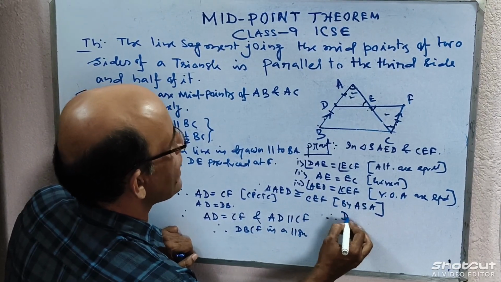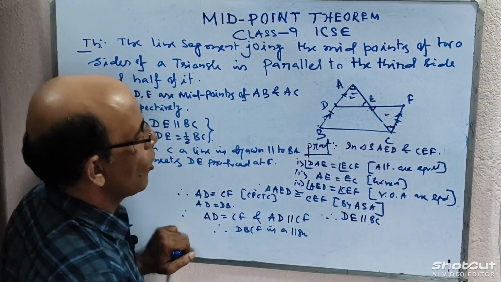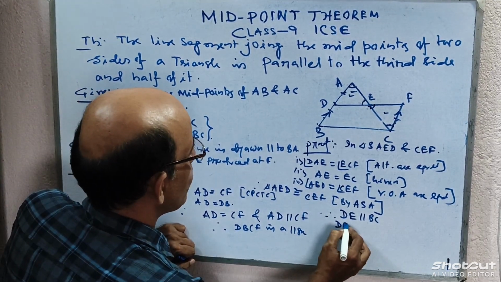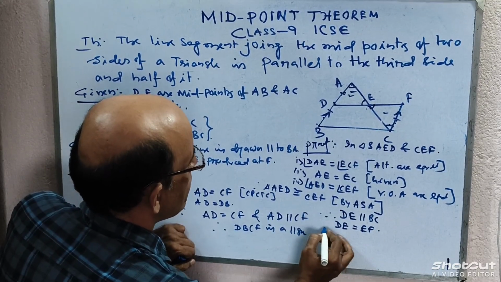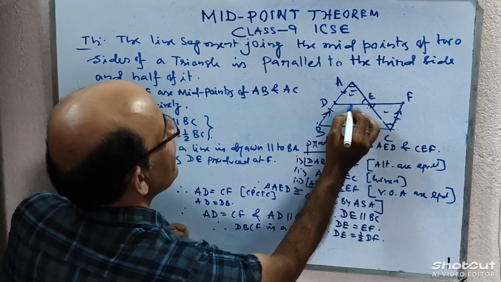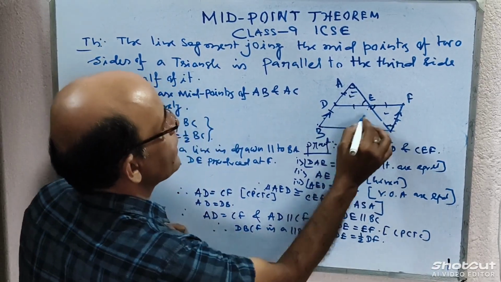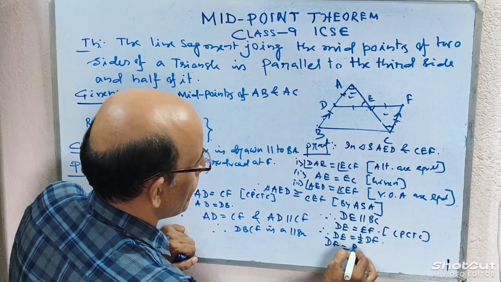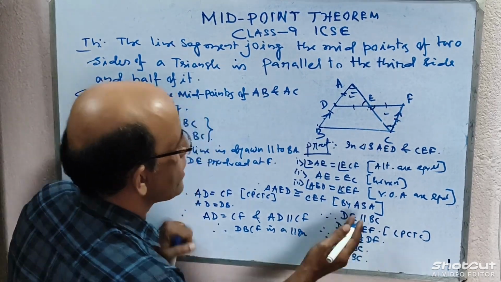Therefore we can conclude that DF is parallel to BC, that means DE is parallel to BC, opposite sides of a parallelogram, and DE equals EF. Therefore DE equals half of DF, DE equals EF by CPCTC. But DE equals half of DF and DF equals BC, the opposite sides of a parallelogram. Therefore DE equals half of BC. This is the proof.